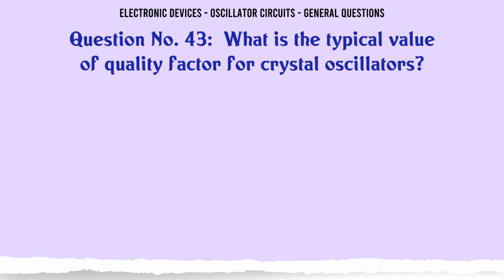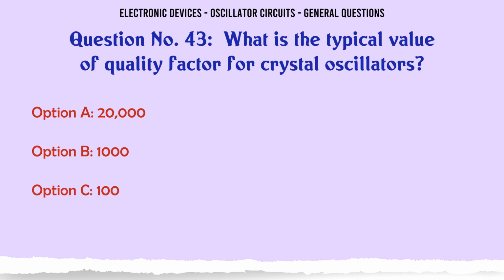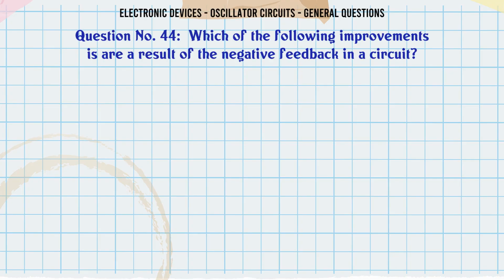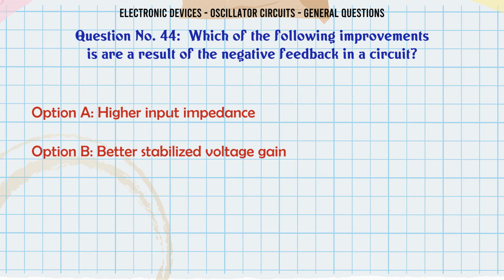What is the typical value of quality factor for crystal oscillators? A. 20,000. B. 1000. C. 100. D. 10. The correct answer is 20,000.